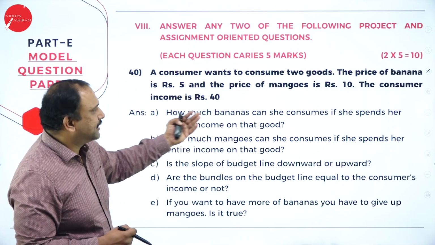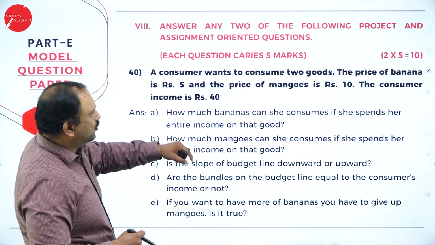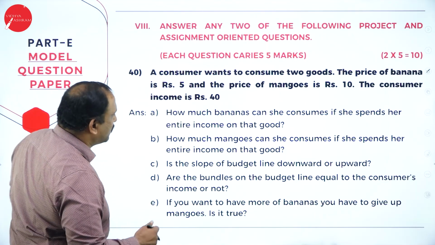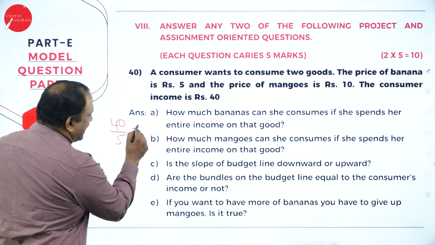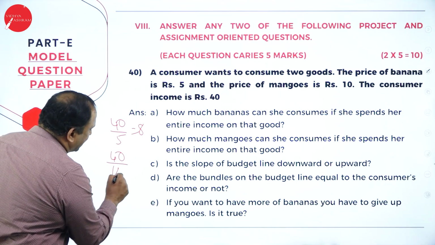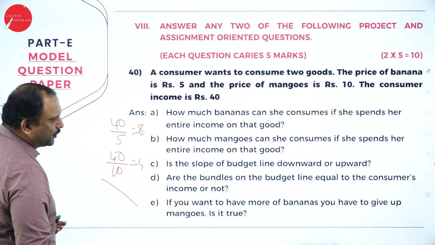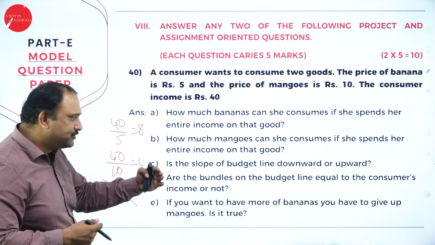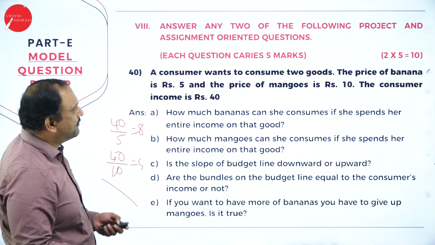How many bananas can a consumer buy if she spends the entire income on that good? So now you know that the price of banana is 5 rupees and the income is 40 rupees. So 40 divided by 5, the first one, you would get 8 as the answer. How many mangoes can she consume? 40 divided by 10, you will get the answer as 4. Now automatically the slope is always going downwards. Is the budget line equal to income? Definitely not. They would change, but yes, it moves into that factor. If you want more bananas, yes, you have to give up some mangoes.